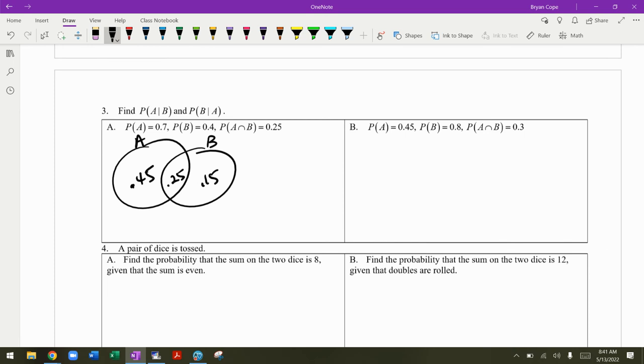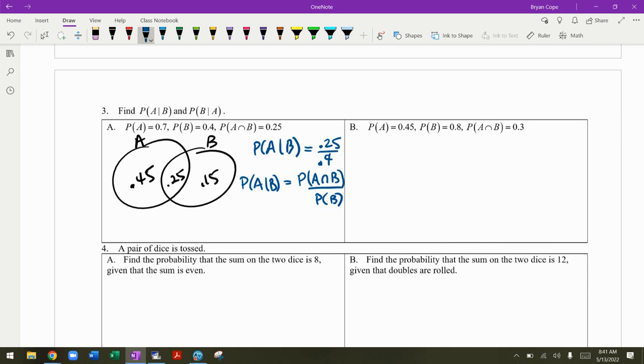So when I'm asked for A given B, let's talk about that. A given B means that of all of the people in B, in other words, out of the 0.4, I'm interested in how many are also in A. So what should be in our numerator? 0.25, exactly. We don't care what that simplifies to. We just care about what appears in the numerator and denominator. This means that the probability of A given B is the probability of A and B over the probability of B. Did you catch that?